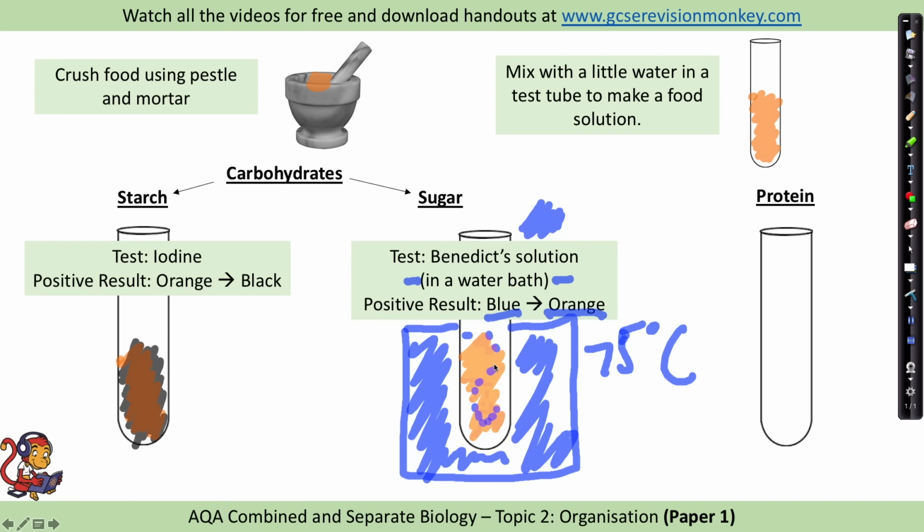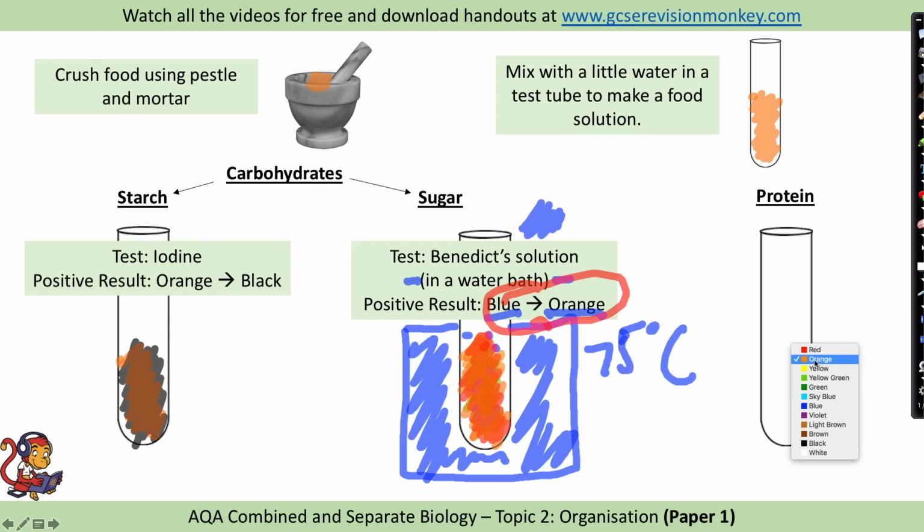Now you may well see in your revision guide other colours as well, because if it's got a little bit of sugar in, it might go a green colour. If it's got a lot of sugar in, it might go orange, or maybe even a brick red colour. Okay, so in the exam they might talk about green, orange, or brick red. But if in doubt, remember blue to orange.